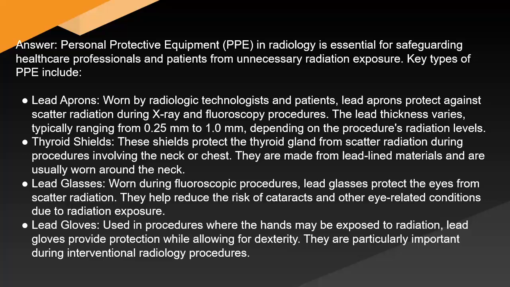Thyroid shields. These shields protect the thyroid gland from scatter radiation during procedures involving the neck or chest. They are made from lead-lined materials and are usually worn around the neck. Lead glasses. Worn during fluoroscopic procedures, lead glasses protect the eyes from scatter radiation. They help reduce the risk of cataracts and other eye-related conditions due to radiation exposure.